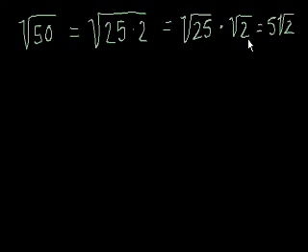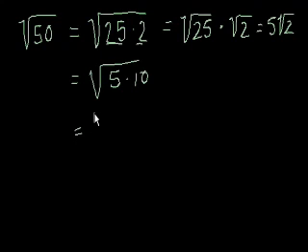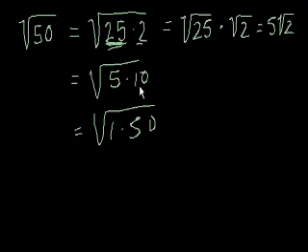Now you might be saying, "Hey Sal, you make it look easy, but how did you know to split 50 into 25 and 2? Why didn't I say that 50 is equal to 5 and 10, or 1 and 50?" Well, the reason I picked 25 and 2 is because I wanted a factor of 50. I actually wanted the largest factor of 50 that is a perfect square, and that's 25. If I had done 5 and 10, there's really nothing I could have done with it, because neither 5 nor 10 are perfect squares, and same thing with 1 and 50.